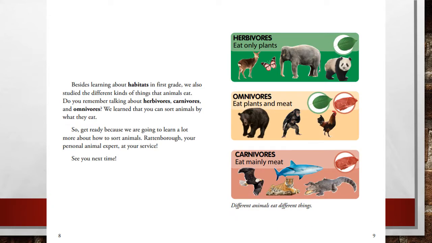Besides learning about habitats in 1st grade, we also studied the different kinds of things that animals eat. Do you remember talking about herbivores, carnivores, and omnivores? We learned that you can sort animals by what they eat. So, get ready, because we are going to learn a lot more about how to sort animals. Rattenborough, your personal animal expert, at your service. See you next time.